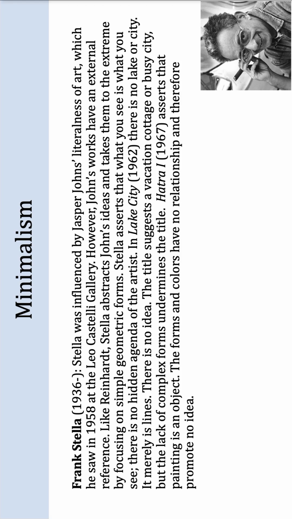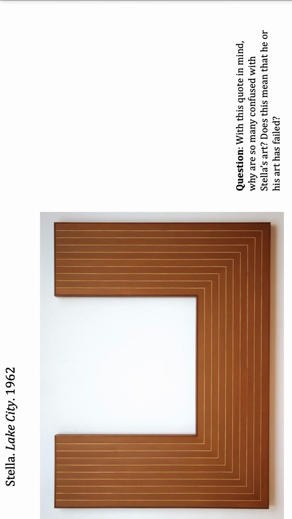There is no idea. The title suggests in Lake City, there is no lake or city. It is merely lines. There's no idea. The title suggests a vacation cottage or a busy city, but the lack of complexity of forms undermines the title. Hatra 1 asserts that painting is an object. The form and colors have no relationship and therefore promote no idea. So this is Lake City, and it's just geometric forms, right?